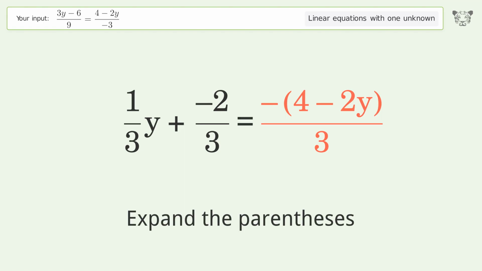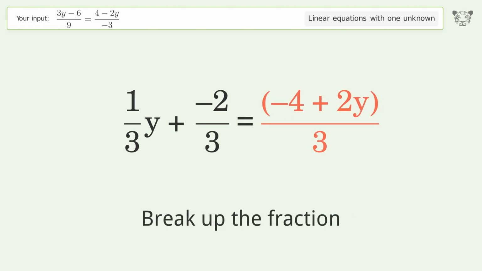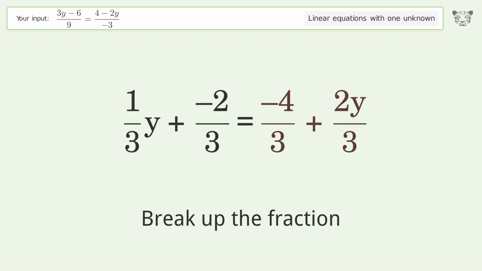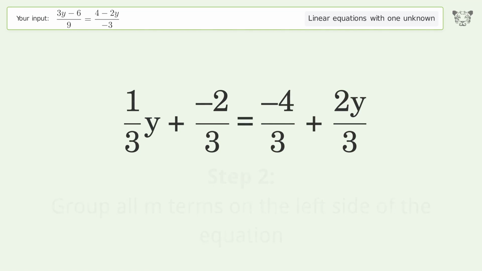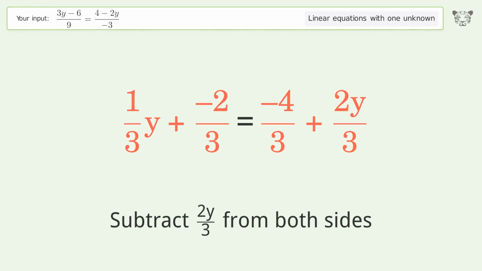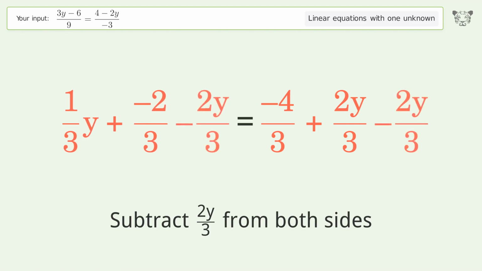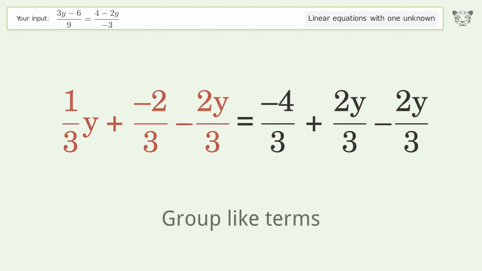Expand the parentheses. Break up the fraction. Group all m terms on the left side of the equation. Subtract 2y over 3 from both sides. Group like terms.